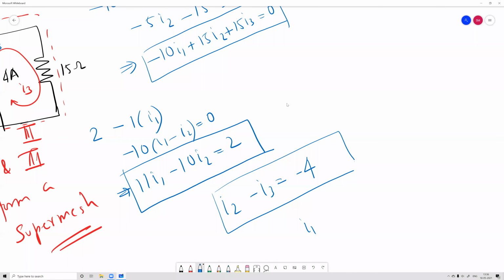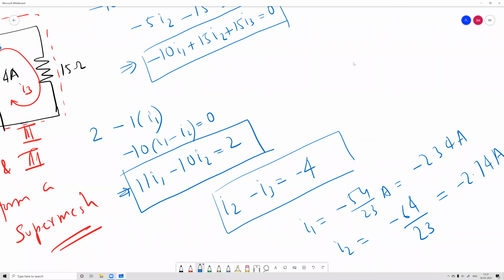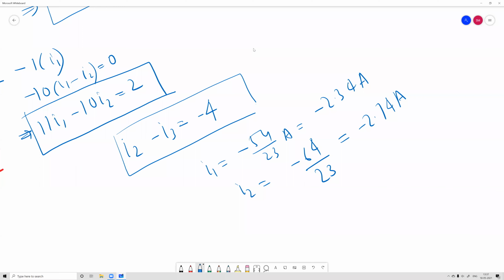If you solve it, I1 equals minus 54 by 23 amps. If you use a scientific calculator from Casio or whatever, there is a feature you can use to solve this equation very easily and very fast. It is 1.2. Check whether you are getting this or not.